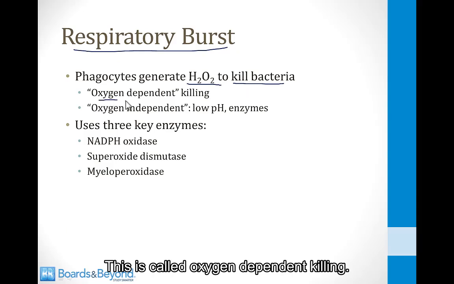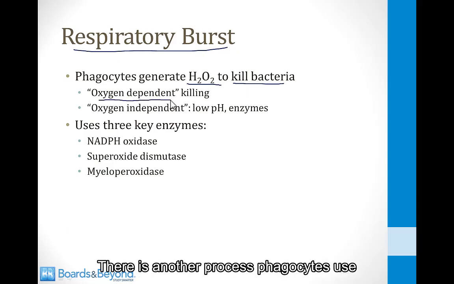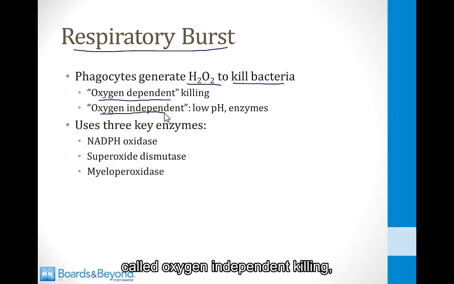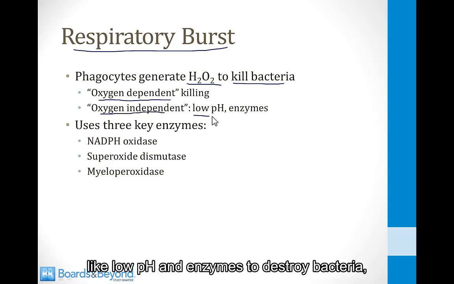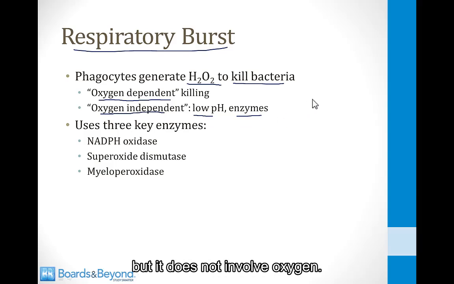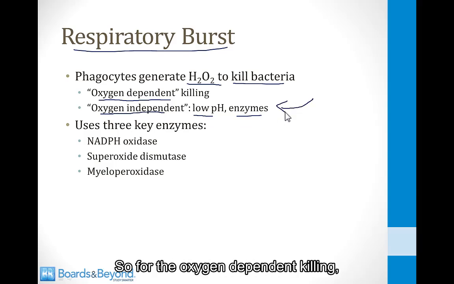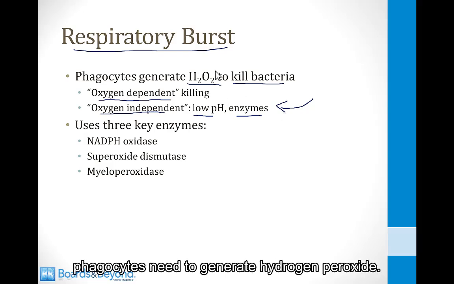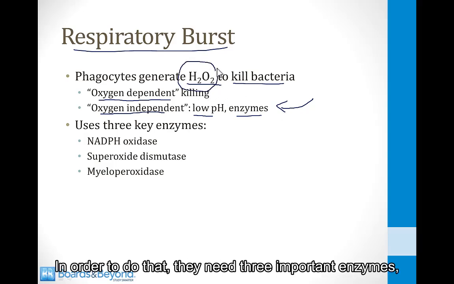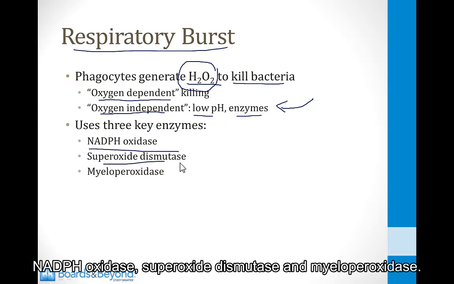This is called oxygen-dependent killing. There is another process phagocytes use called oxygen-independent killing, and this involves using things like low pH and enzymes to destroy bacteria, but it does not involve oxygen. So for the oxygen-dependent killing, phagocytes need to generate hydrogen peroxide. In order to do that, they need three important enzymes: NADPH oxidase, superoxide dismutase, and myeloperoxidase.